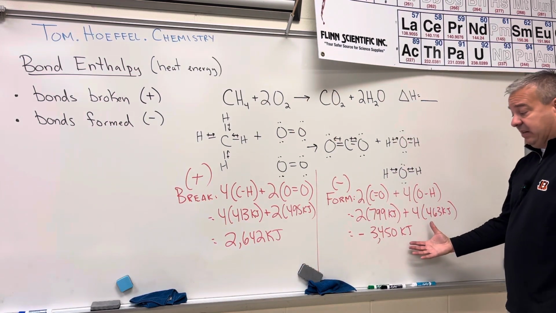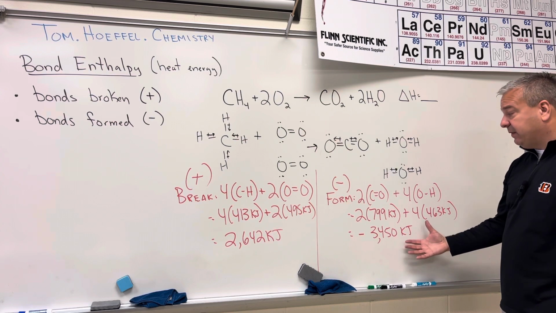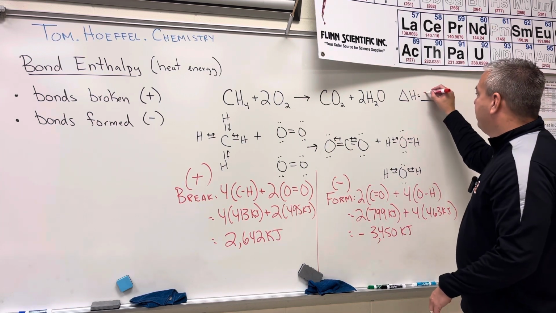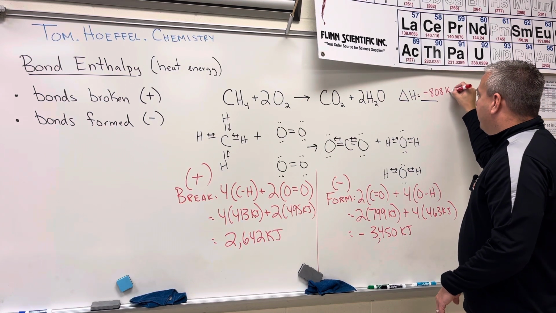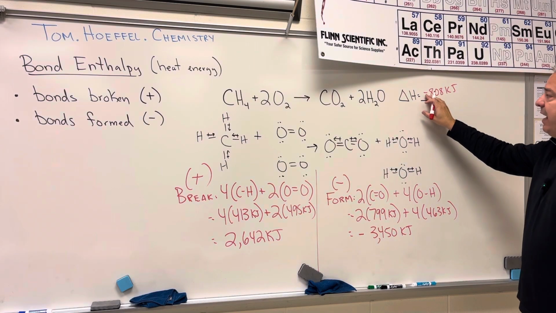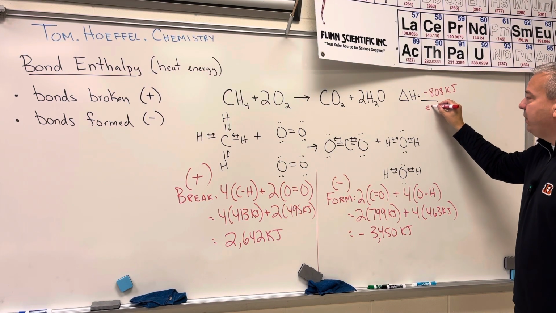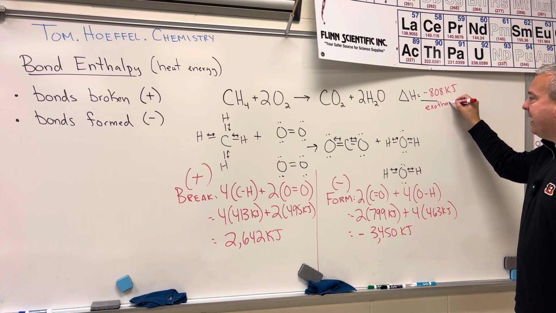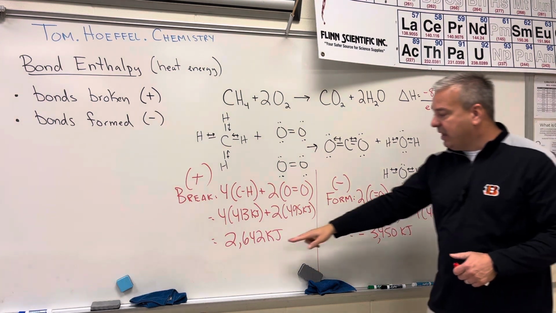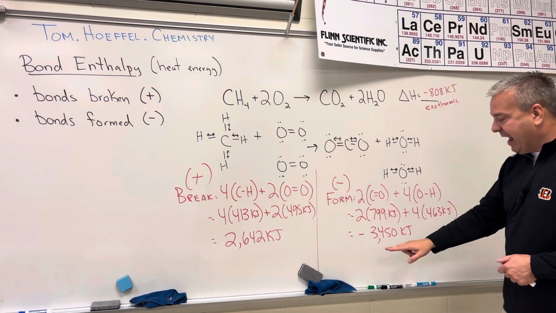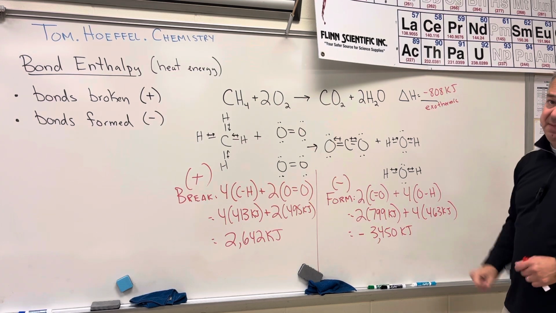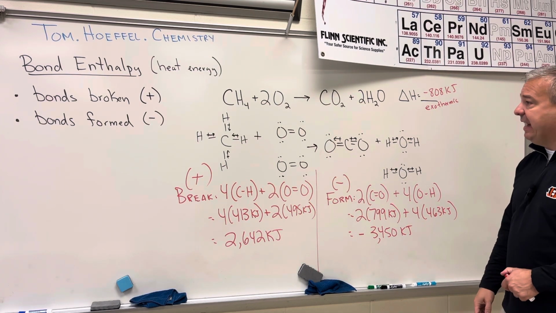and you add it to negative 3,450, and that's going to be your return on your investment. And when you do that, you're going to get 808 kilojoules of energy being released. So we are going to say that this is exothermic. So all I did was took 2,642 and added negative 3,450, and that's what gave me negative 808 kilojoules.